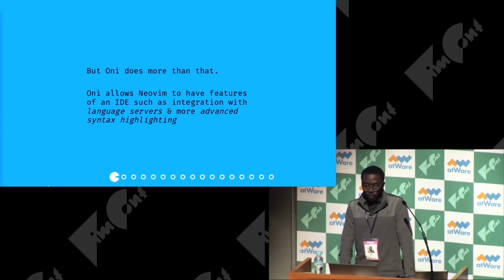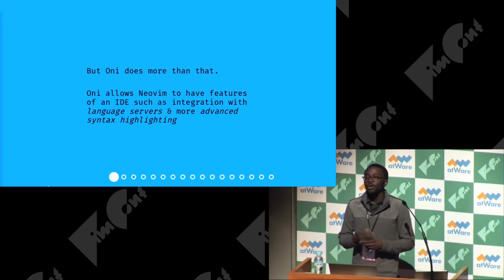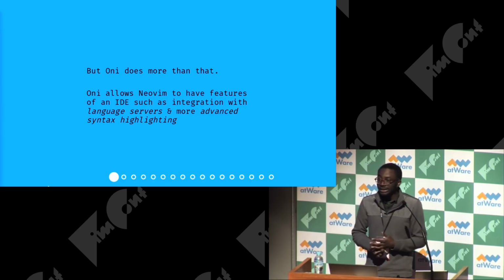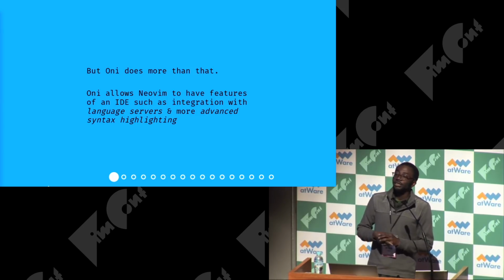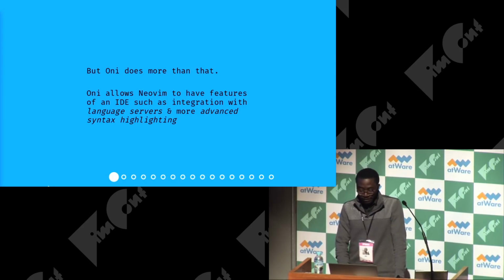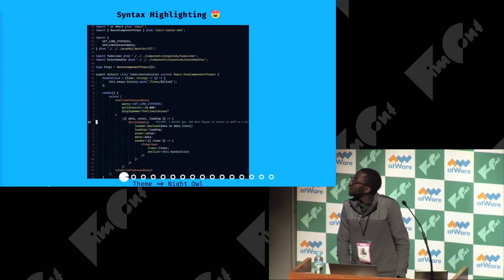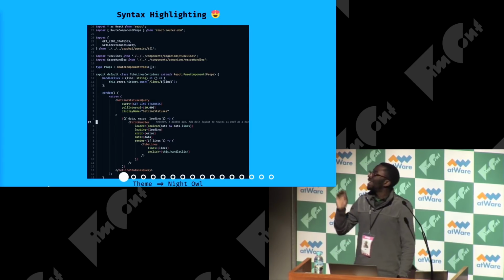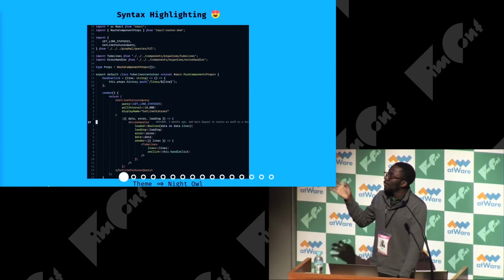Okay, so, but more than just kind of giving you a nicer shell to Neovim, what we want to do as well is we want to give Neovim the ability to do things that just a text editor is unable to do currently. So things like advanced syntax highlighting and integration with language servers. So just a quick example here is some syntax highlighting that I did there. The theme's called Night Owl, actually, if anyone's interested. But the idea is that you can do sort of slightly more nuanced highlighting.